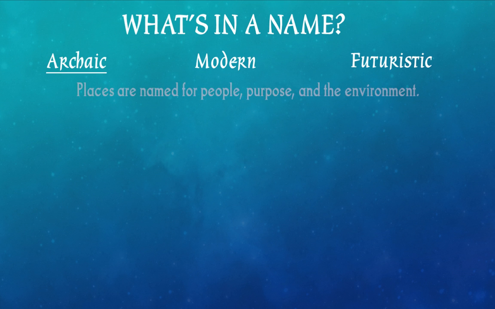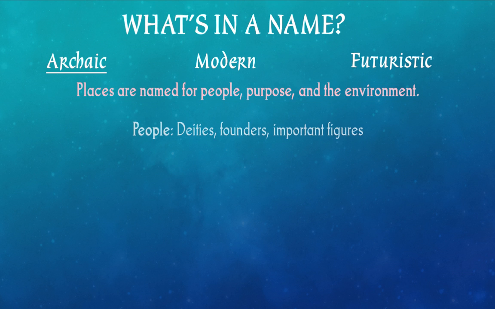So first we're going to start on archaic names. These are names that sometimes are considered older. They're considered an older system, but they still exist today. They're still a great way to name things. It makes complete sense. These names are usually named for people, for the purpose that place served, or the type of environment that it exists in.